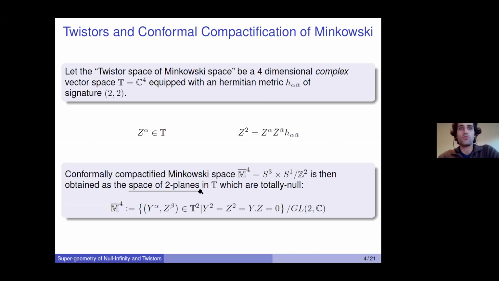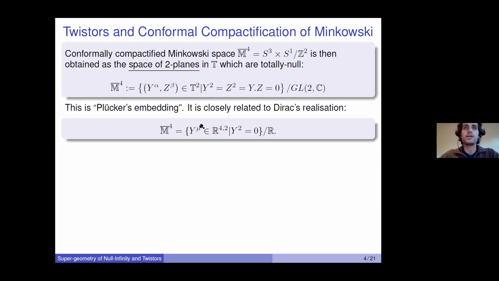So how do you do that? Well, you consider the space of two-planes inside this C4. They have to go through the origin, and you want only two-planes which are totally null. So compactified Minkowski space is the set of pairs of twistors in C4 which are null with respect to this signature (2,2) metric, and also orthogonal to each other. Then you quotient by GL(2,C) to actually just consider planes. It's a very classical construction of the conformal compactification of Minkowski space.